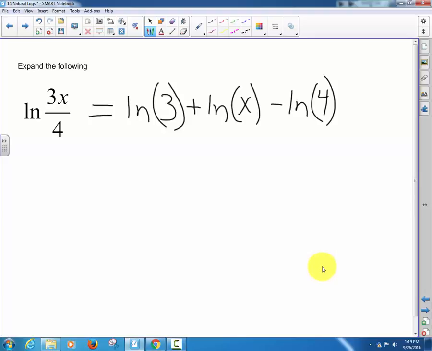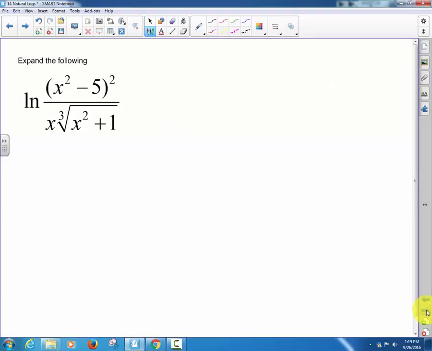Because we're multiplying two things on the top, we're dividing by something on the bottom, so it's the ln of 3 plus the ln of x minus the ln of 4. Yeah, we're going to get there.